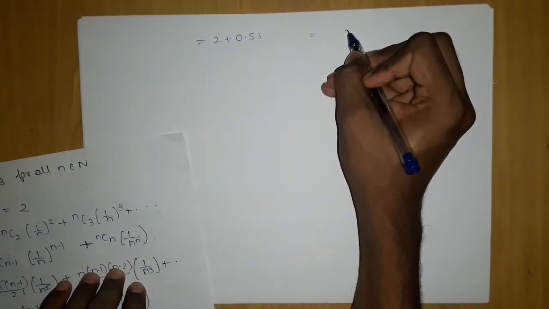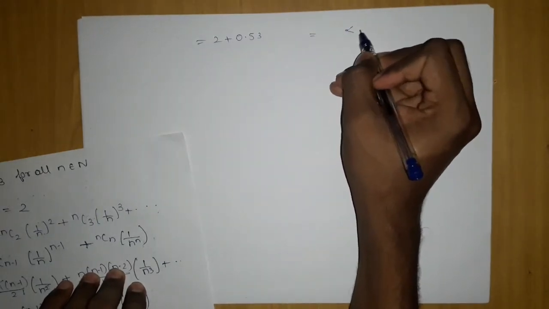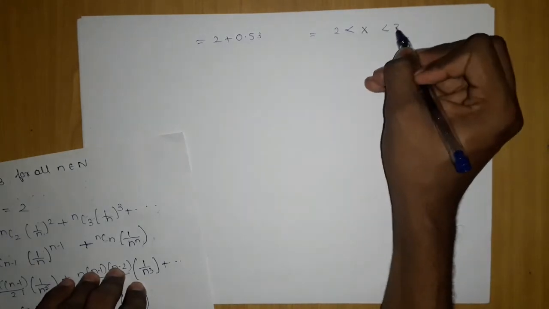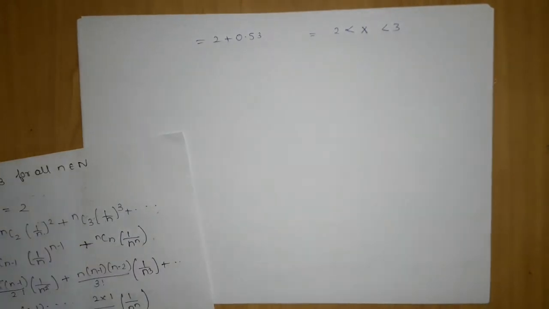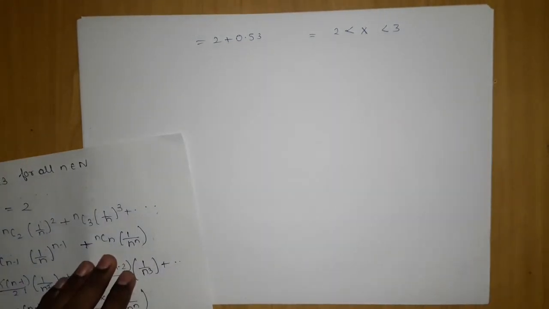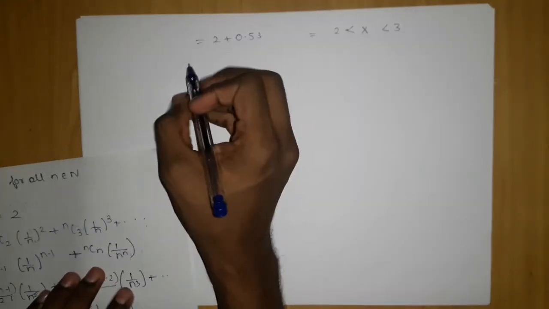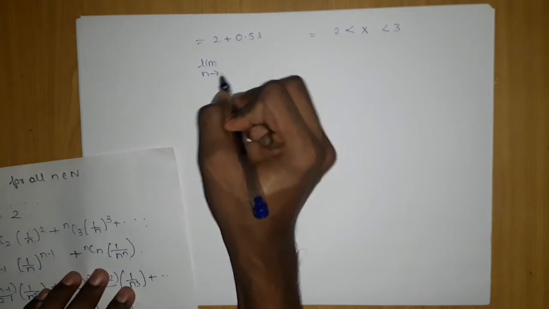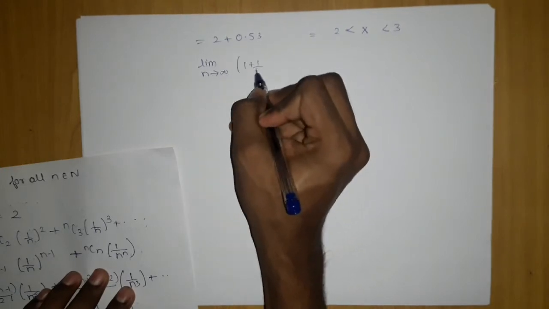So it will be greater than 2. Whatever number x will be there, it will be greater than 2 but less than 3, because it is 2 plus 0 point something, but it is less than 3. It is never reaching 3.